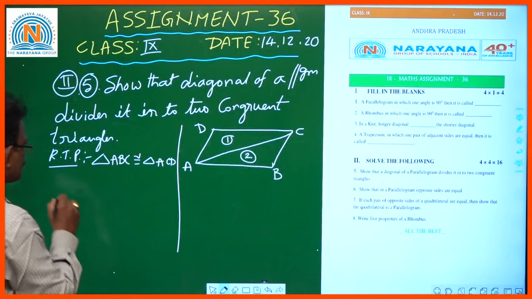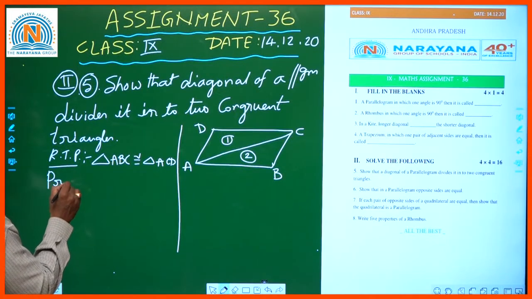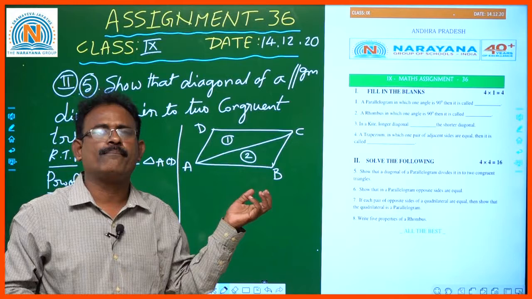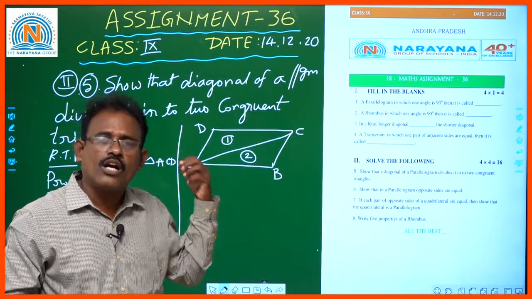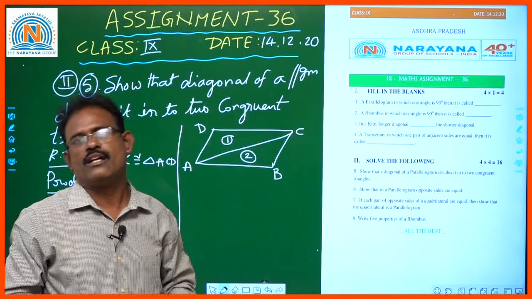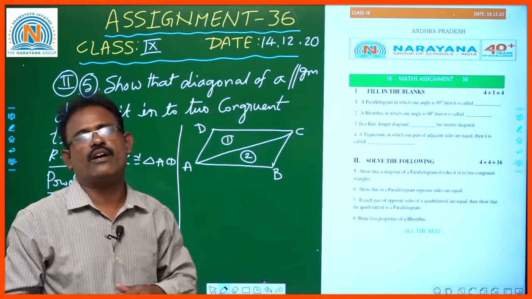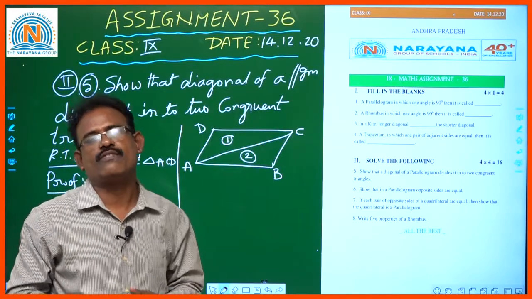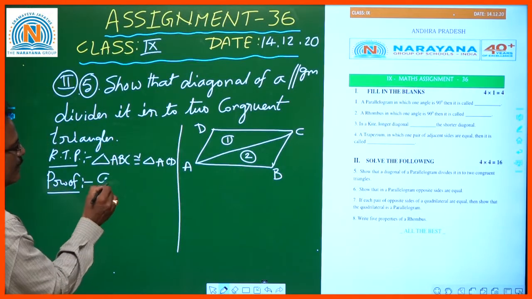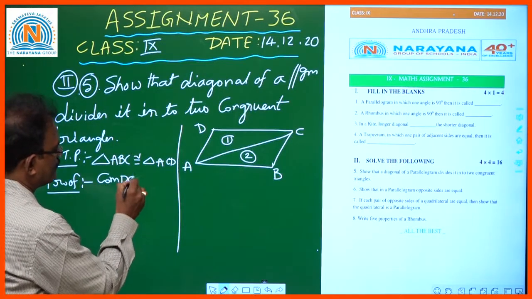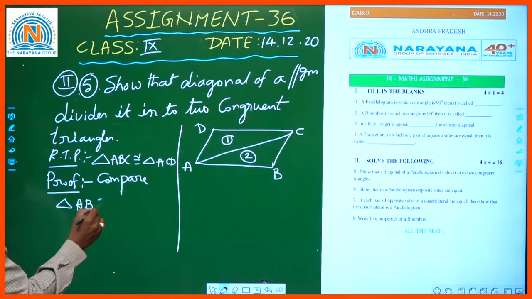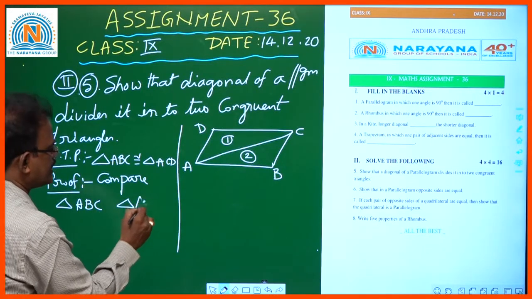Now, before you conclude any two triangles are congruent, we need not measure all the components of the triangles. Out of all, according to the congruency of triangles axioms, we can compare. So compare triangle ABC and triangle ACD.